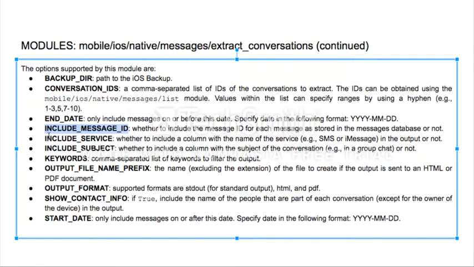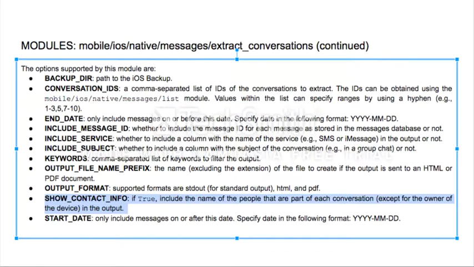These other properties, the include ones, basically show or hide certain columns from the output, and then show contact info. This is a useful one too. By default, the messages, as they're stored in the database, do not have the contact information from the address book. So you would see the phone number or the email address of the person that was part of the message, but you wouldn't see the name stored in the address book. So this module correlates that information with the address book to get that.